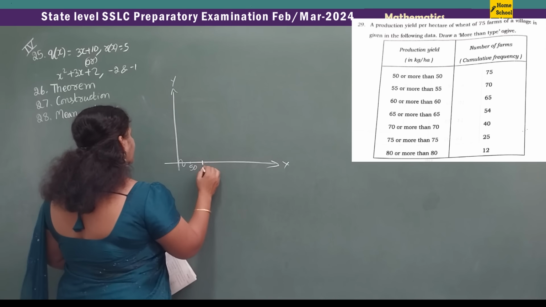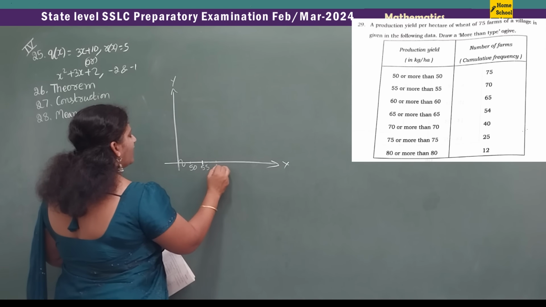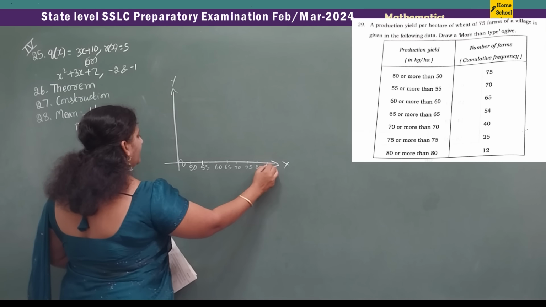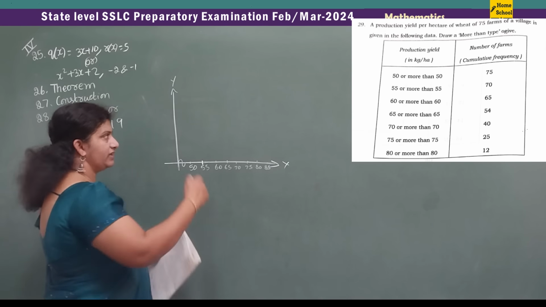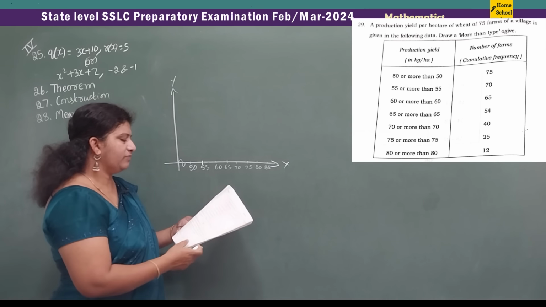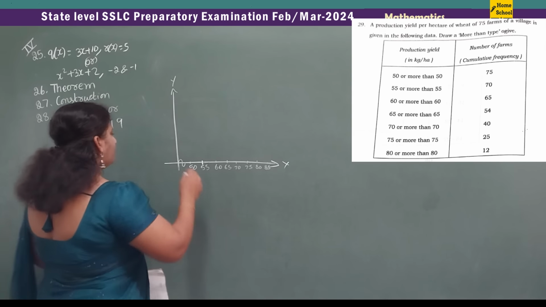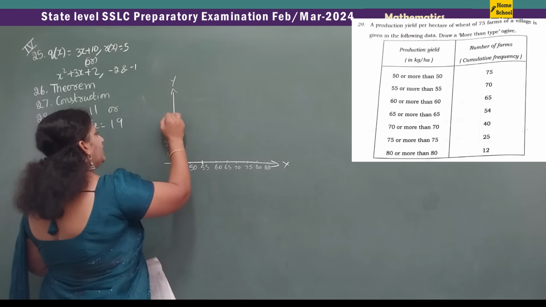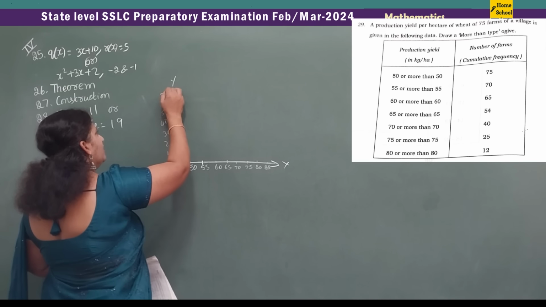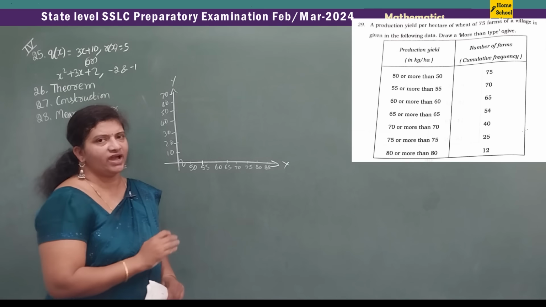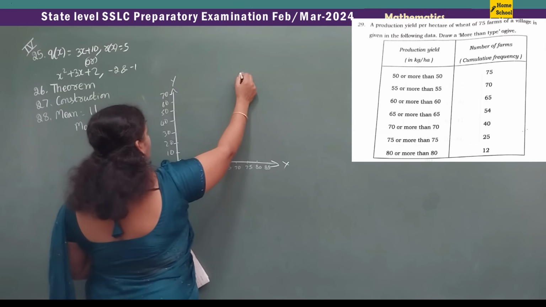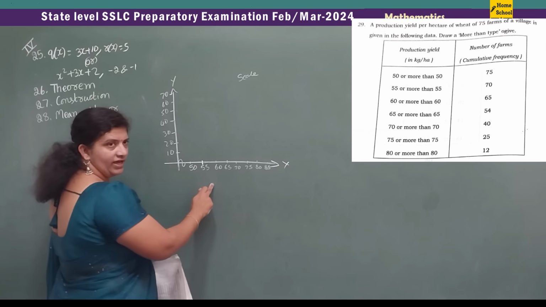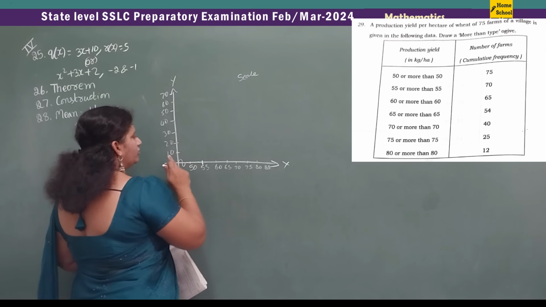Each 1 centimeter is equal to, better take 5 units: 60, 65, 70, 75, 80, 85. That's it. Next, on the y-axis you need a scale up to 75. Let me take here 10, 20, 30, 40, 50, 60, 70. Better, you can go with 1 centimeter equal to 5 units also. So don't forget to write your scale: on the x-axis 1 centimeter is equal to 5 units, and on the y-axis 1 centimeter is equal to 10 units.